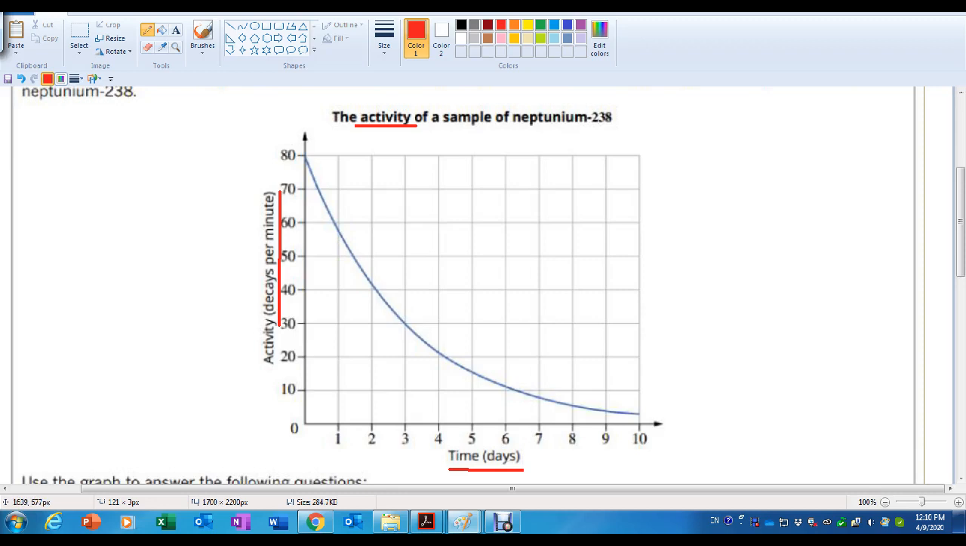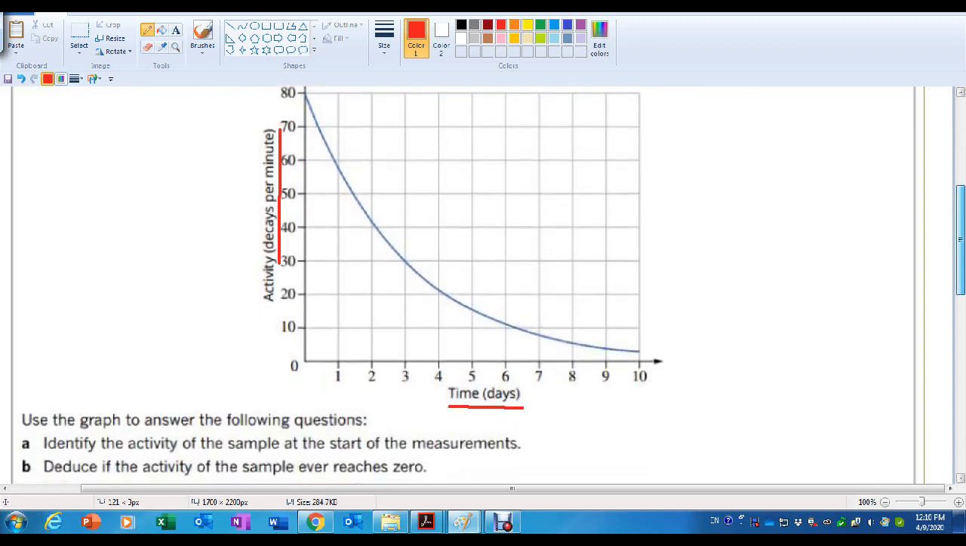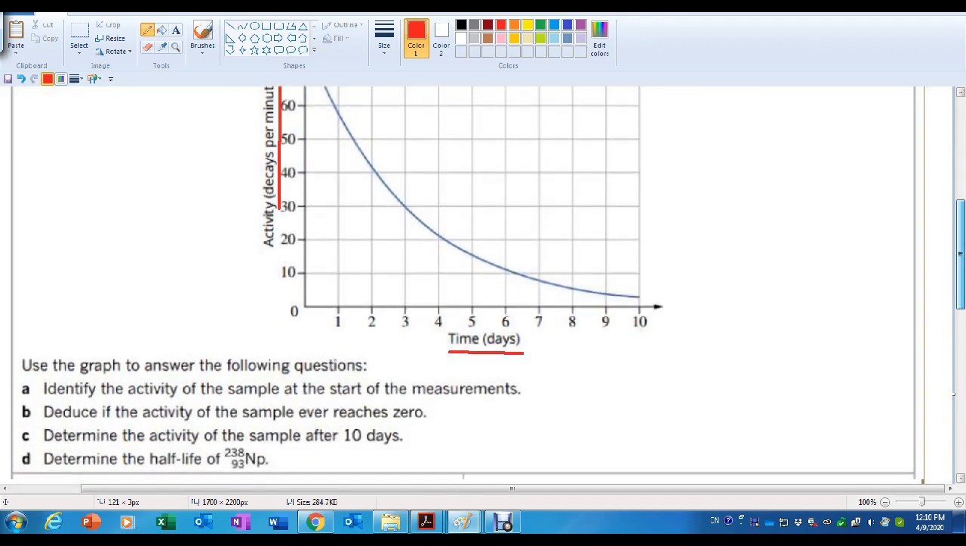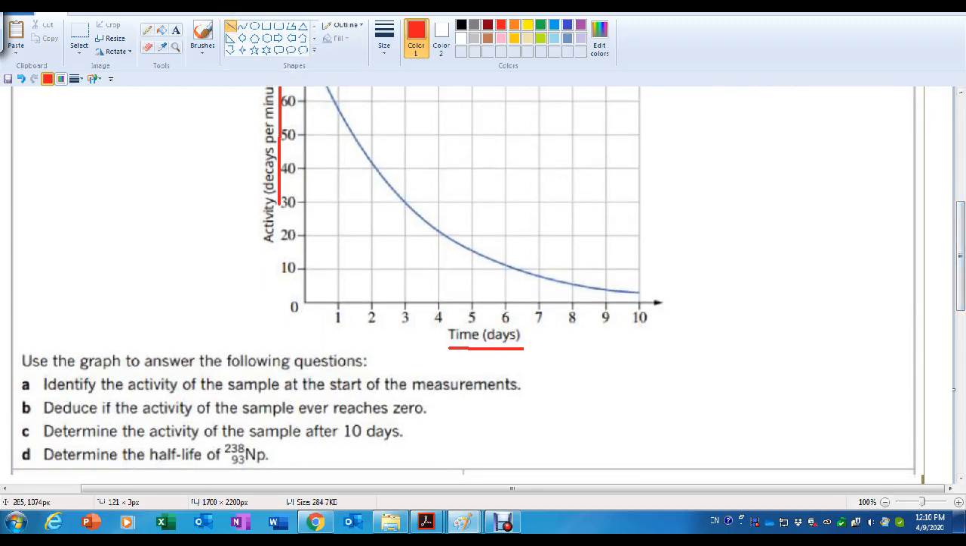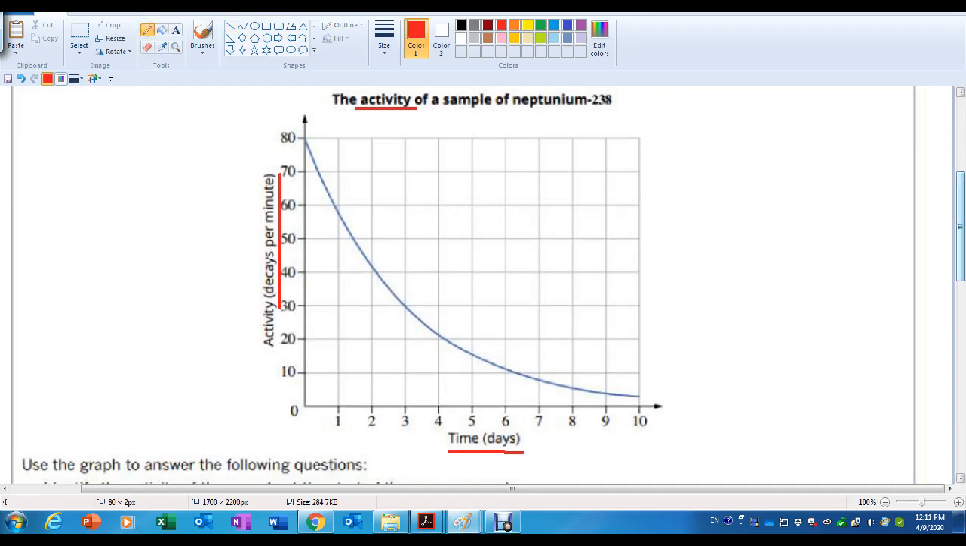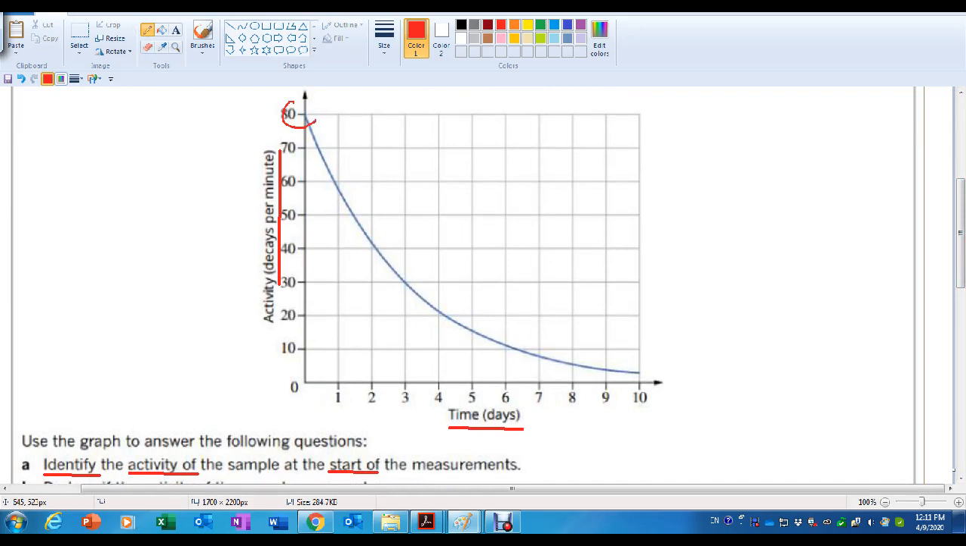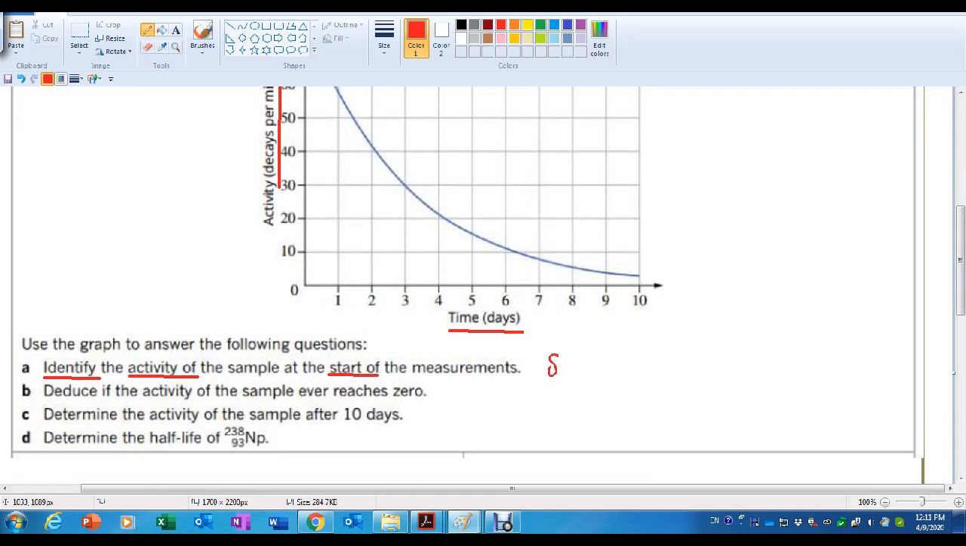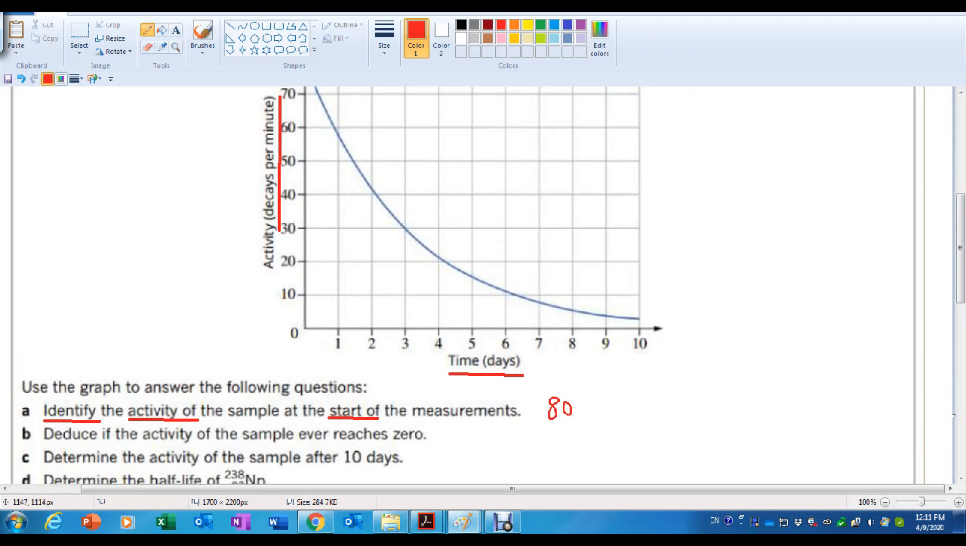So question A is about identifying the activity of the sample at the start of the measurement. What's the activity at the start of the measurement? Should be this one, right? Should be 80. So we just write 80, but you need to be a bit careful about the units. The unit is decays per minute, so you can write 80 decays per minute.